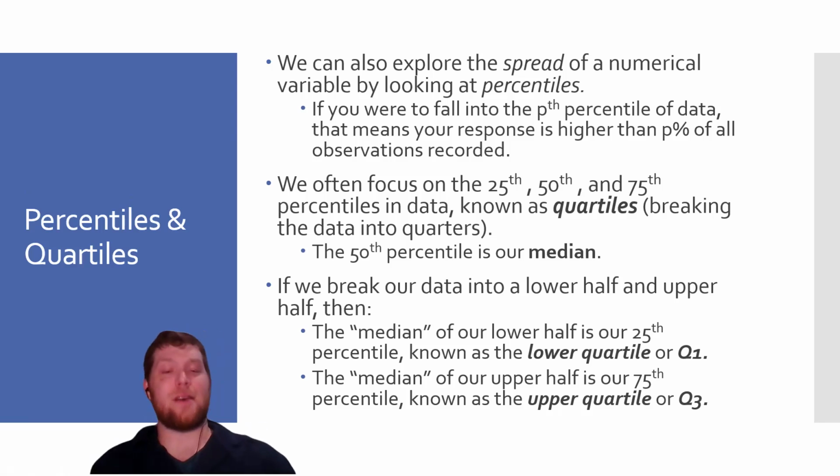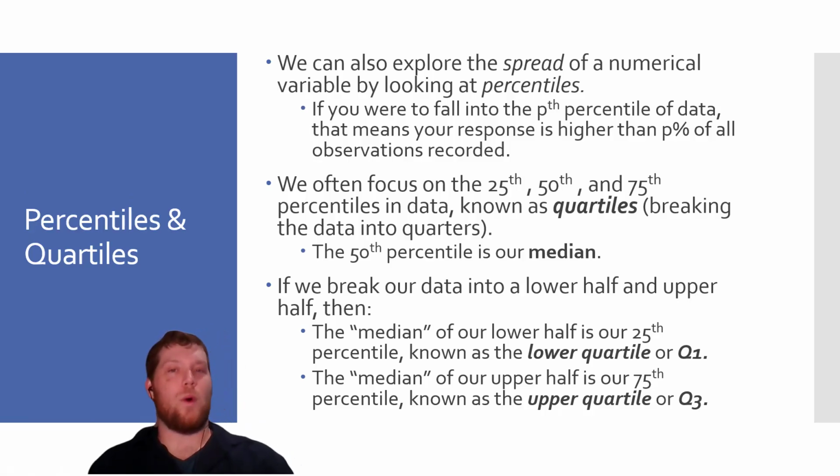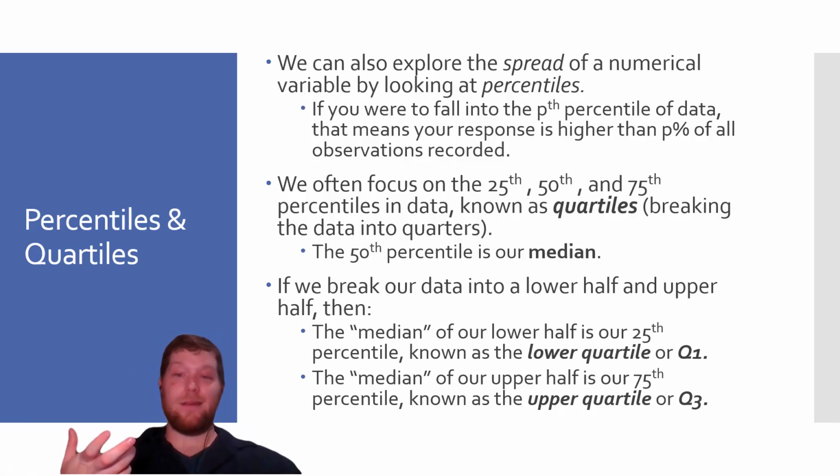Now we use percentiles often, but some of them we use more often than others. Three big ones outside the minimum and maximum are known as our 25th percentile, our 50th percentile, and 75th percentile, our quartiles, so breaking the data up into quarters. The 50th percentile is actually our median. It splits the data in half. We break the data into lower and upper halves. Then the median of our lower half of data is Q1, or the 25th percentile. And then the upper half is Q3, or the 75th percentile.